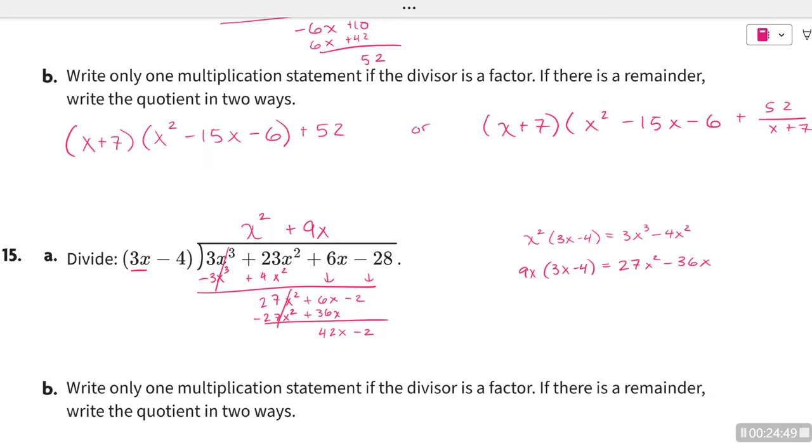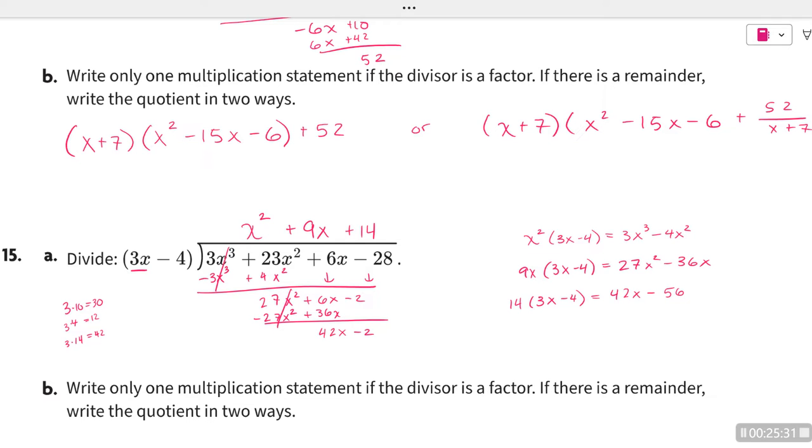Now 42 goes into 3 13 times. If you don't know that off the top, you can think of 3 times 10 is 30. So I need another 12. Well, 3 times 4 is 12. So 3 times 14 is going to give us 42. So without using a calculator, we can kind of use ones that we do know to help us with ones that we might not know. So plus 14. So 14 times 3x minus 4. So we get 42x minus 14 times 4 is 56. I don't know why I started putting a 2 there.